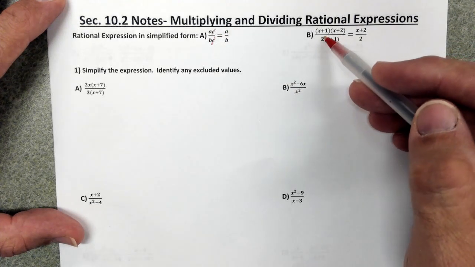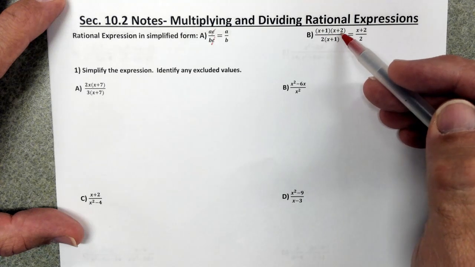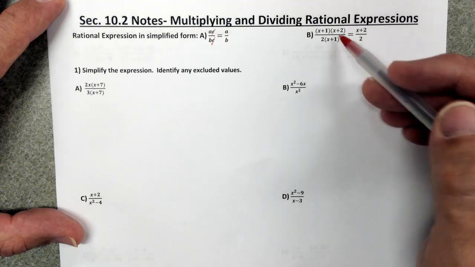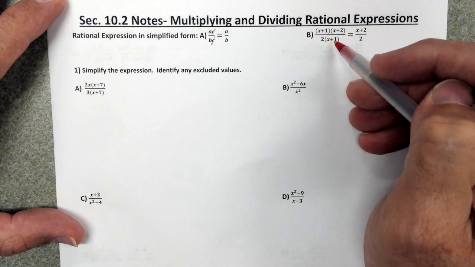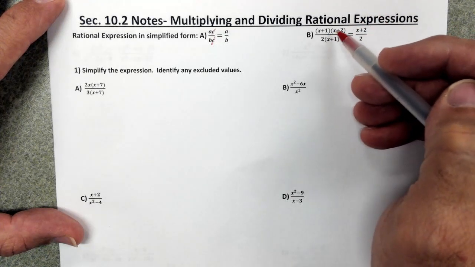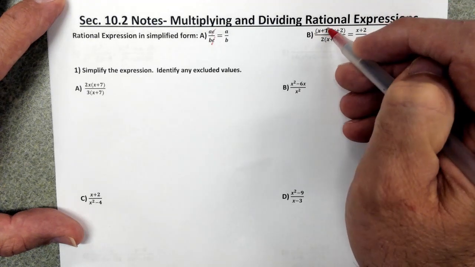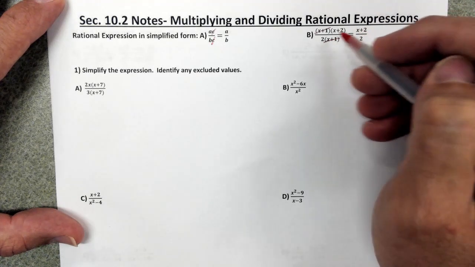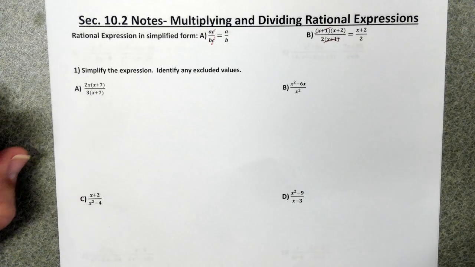When we look at the second example here, we have x plus 1 times x plus 2 over 2 times x plus 1. Those are already in factored form. So since they're in factored form, all we're going to do is cancel or simplify common factors from the top and the bottom. So I have an x plus 1 on top and an x plus 1 on bottom, and that simplifies down to leave us with just an x plus 2 on top and a 2 on bottom.